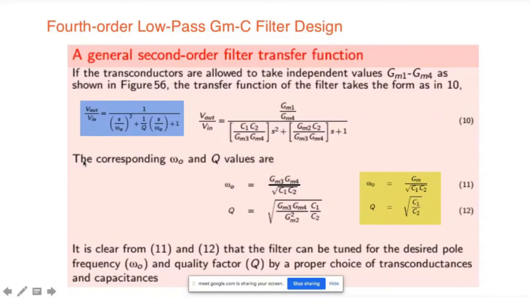So once you know this omega naught and Q, I can decide what will be my GM and C1, C2. Independently you fix these values, GM3 and GM4, and then accordingly I can get C1, C2. We will find it such that in integrated circuits, normally C1 will be in the range of 1 picofarad to within 10 picofarad, because higher than that value will be difficult to realize as capacitance. So that is why we should see that GM can be accordingly adjusted.